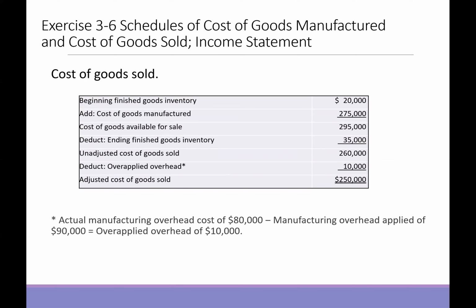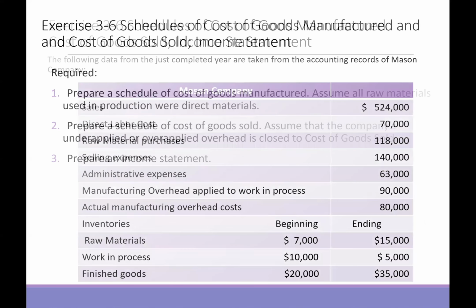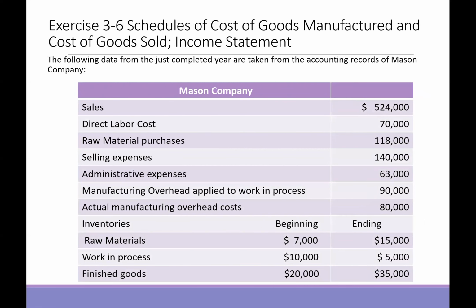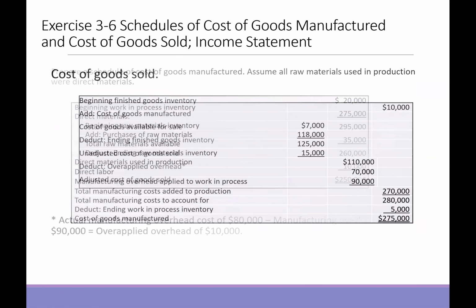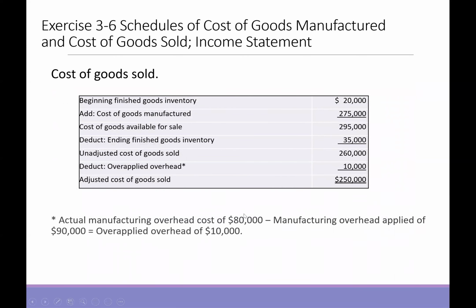We need to figure out, did we over apply or did we under apply overhead? It told us our actual manufacturing costs were 80. It told us that back here. Actual manufacturing costs were 80, but do you see how it told us we applied to work in process 90? Which means here we over applied, didn't we? We over applied our manufacturing overhead, so we overdid it by 10,000. Since we over applied by 10, our real cost of goods sold is 250.